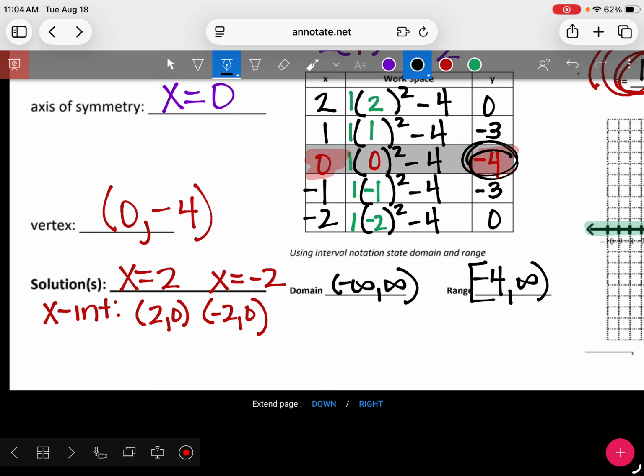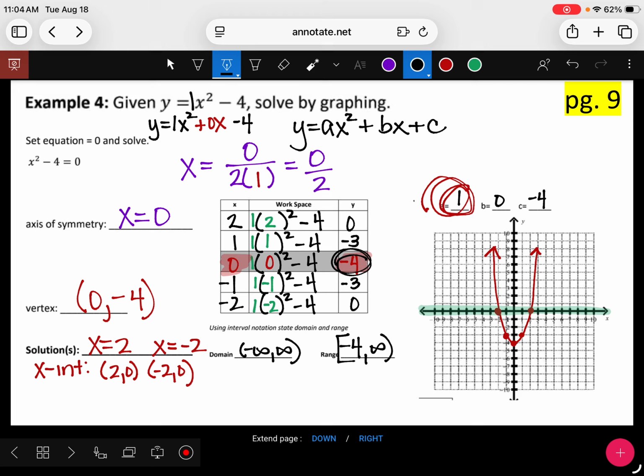So what I want you all to do for the last 4 minutes, and then you're going to pick up here when we come back from lunch, is start working on example 5. So start working on example 5, and then after lunch we will go through it.